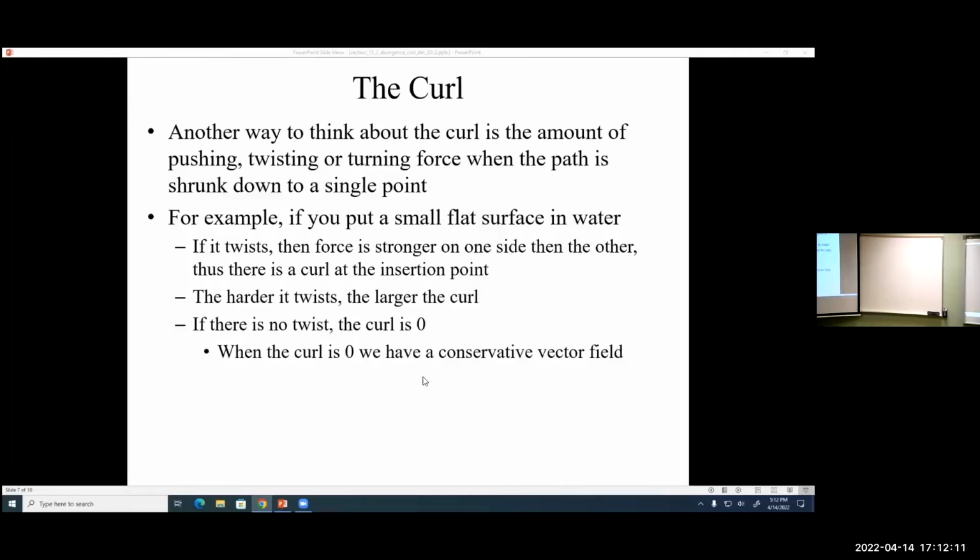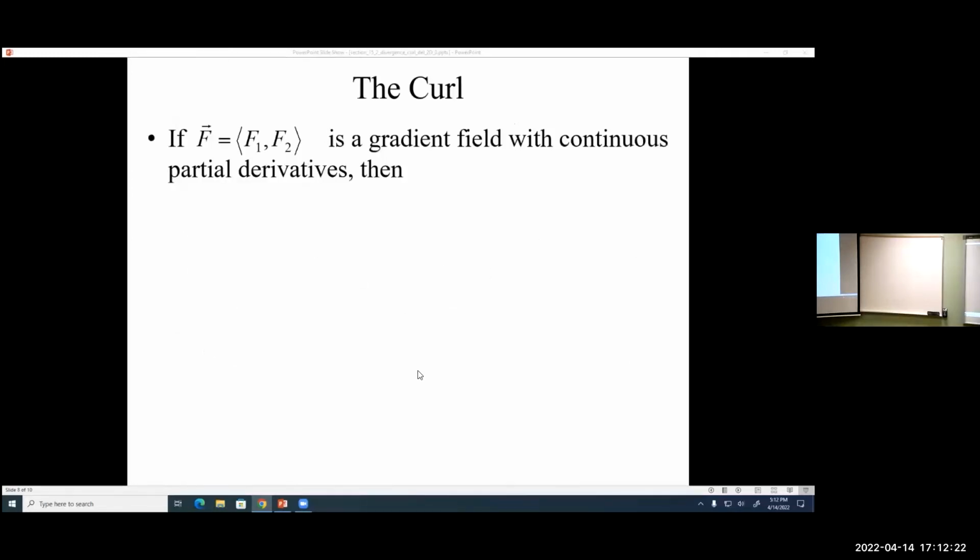We're going to rehash all these terms again next week, so I don't want you to worry that I'm throwing too much at you at once. It's going to come back again.